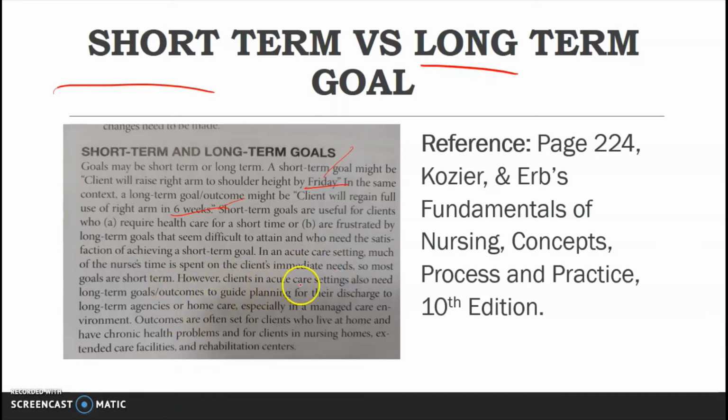However, clients in acute care settings also need long-term goals and outcomes to guide planning for their discharge to long-term agencies or home care. Especially in a managed care environment, outcomes are often set for clients who live at home and have chronic illness conditions or problems, and for clients in nursing homes, extended care facilities, and rehabilitation centers.